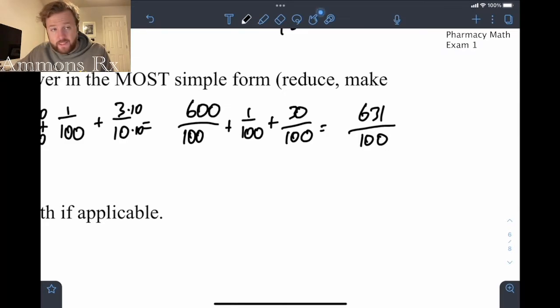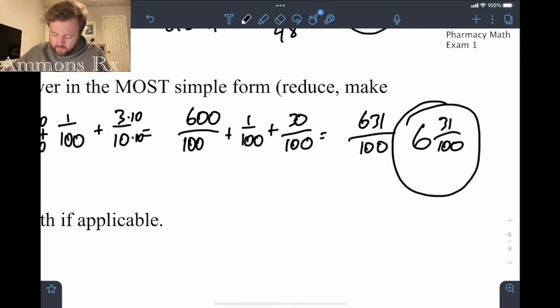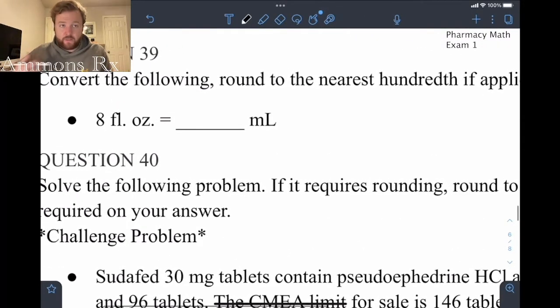I already know that I can take out 100 from 631 6 times because 100 times 6 is 600. That'll leave me with 31 over 100 and 6. Does that simplify? I don't think so. So that's my answer. I'm just going to go ahead and do it because I know that there is 30 mils in an ounce, so that's 8 times 30.